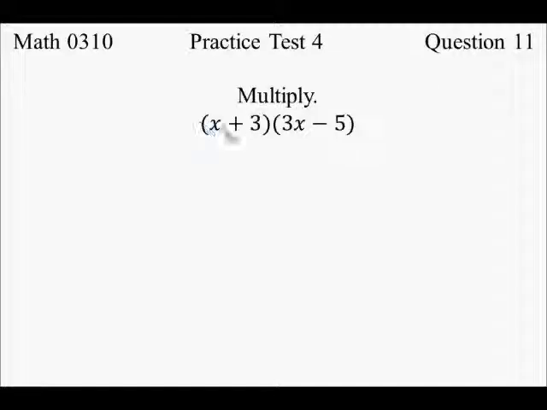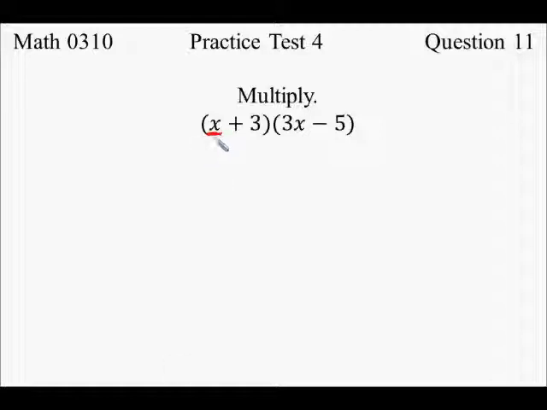Question 11. Multiply the quantity x plus 3 into the quantity 3x minus 5. This is very similar to the last question, question 10, except our second quantity only has 2 terms instead of 3 here. So let's begin by distributing our x into the second quantity. Again, we have to distribute each term in the first into each term in the second.